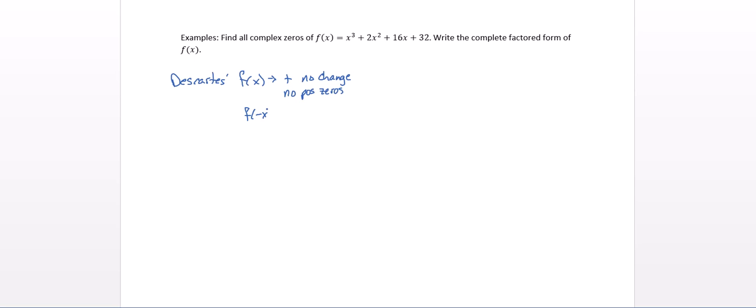If I try f of negative x, I'll have a negative and then a positive and then a negative and then a positive, right? Because every odd power will become a negative. Even powers and constant terms will stay positive. So that's 1, 2, 3. So 3 or 1 negative real zeros. So I know I'm only looking for negative real zeros, and there might be complex zeros as well. So my next step is my rational zeros theorem.